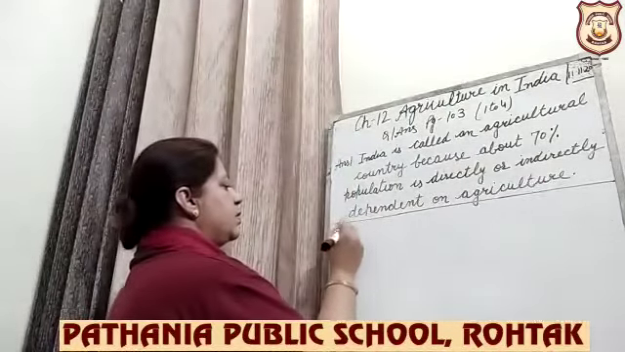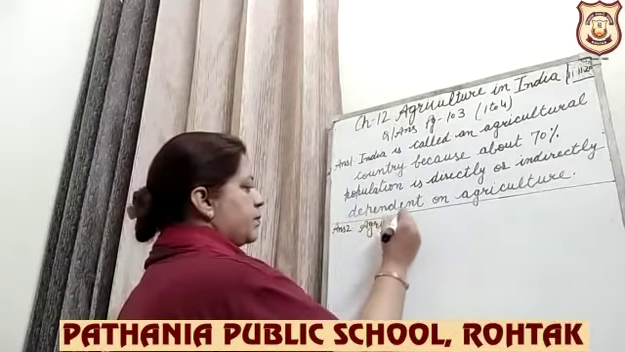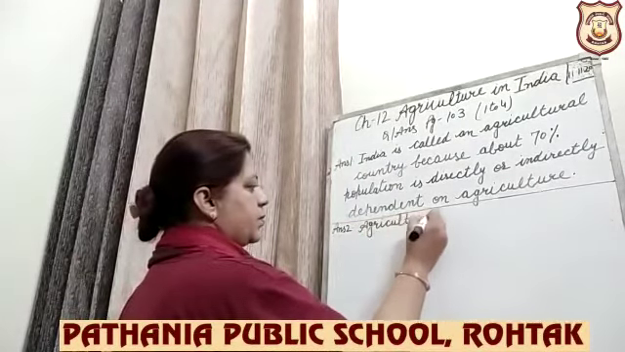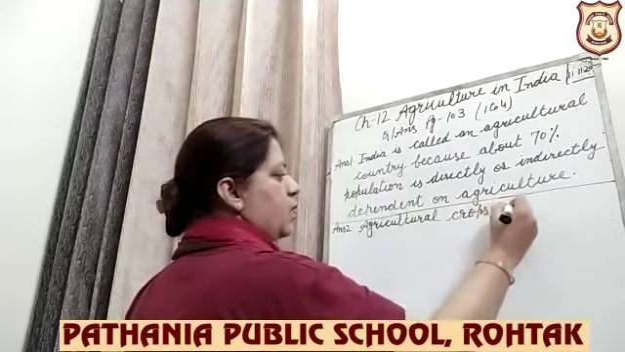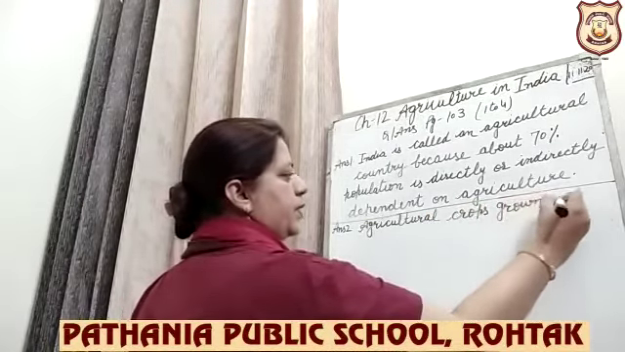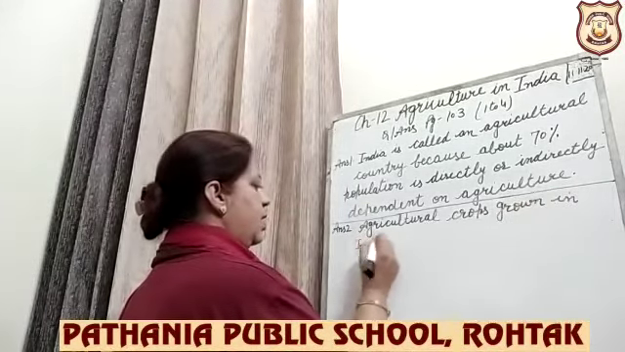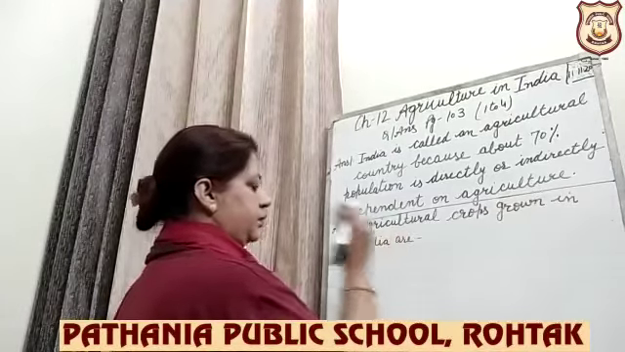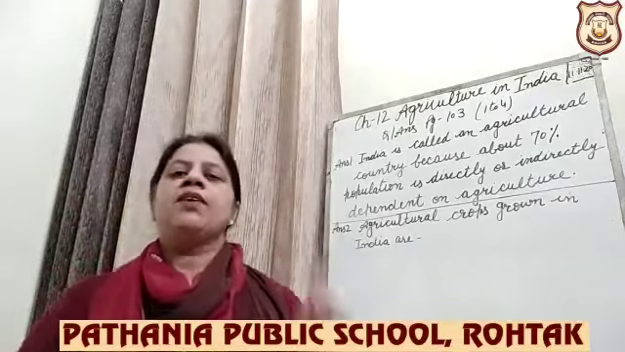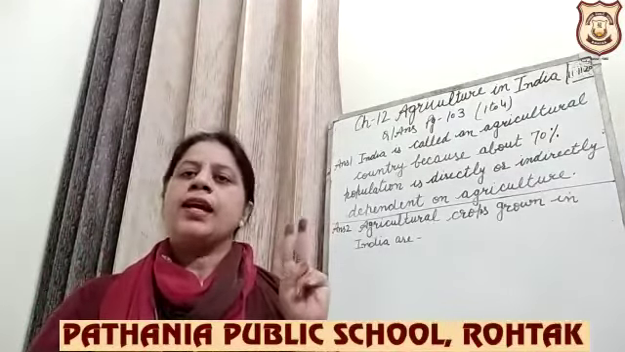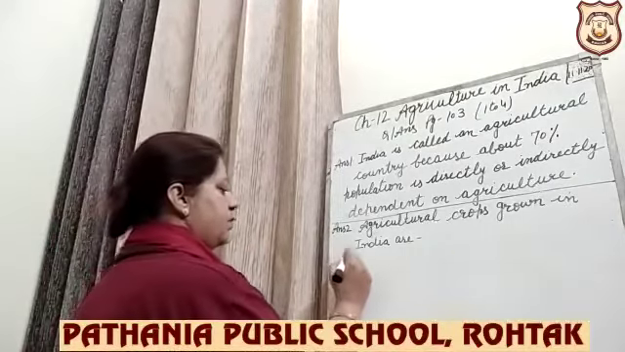answer number 2, agricultural crops grown in India are. Okay, so two types of crops are there. Number 1, food crops. Number 2, cash crops. So at first you will write food crops. Okay, number 1, food crops.